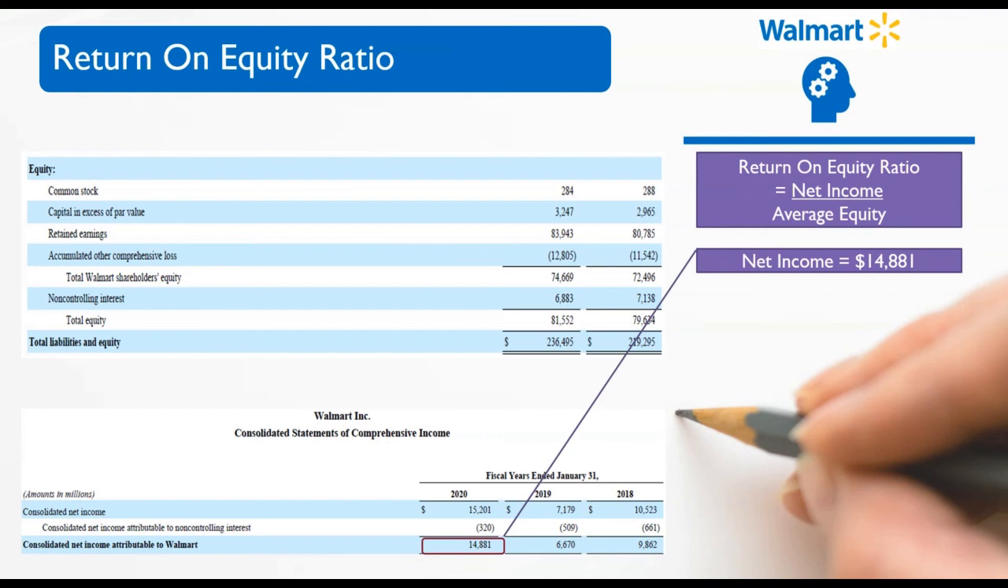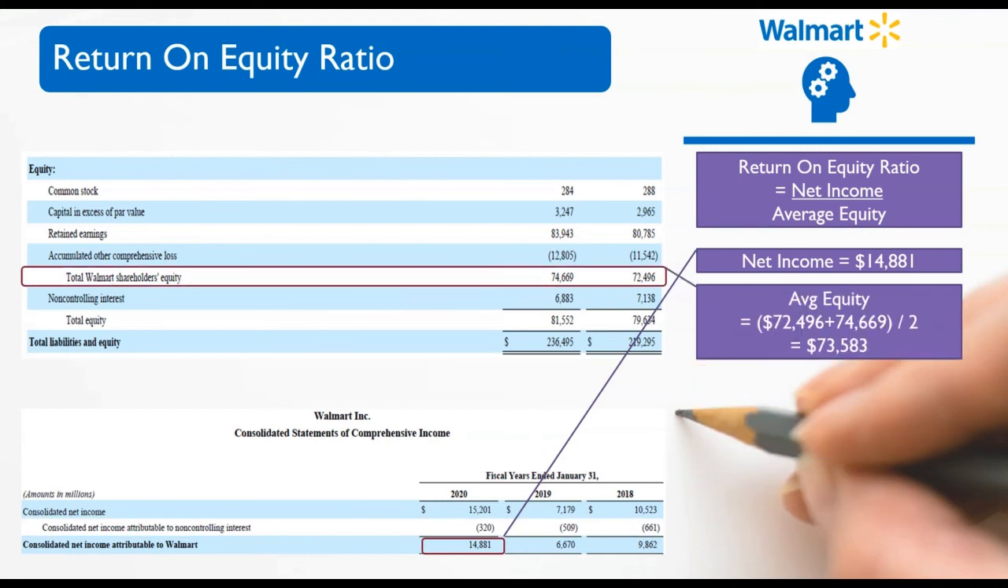For Walmart, we can see its net income of $14.9 billion. And we will calculate its average equity of $72.5 billion plus $74.7 billion. You take the total of that, divide it by 2, and we come up with an average equity amount of $73.6 billion. Now, when we take the net income of $14.9 billion divided by $73.6 billion, multiply that by 100, we get a return on equity ratio of around 20.2.